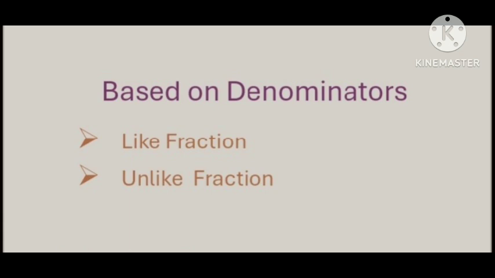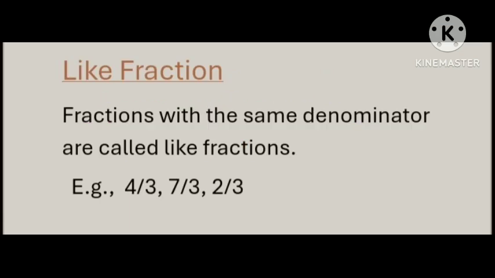Last but not the least is the classification of fractions based on denominators, which are like fractions and unlike fractions. Like fractions are fractions with the same denominator. For example, 4 by 3, 7 by 3 or 2 by 3 all have the same denominator except different numerators. But that shouldn't be considered. What we have to consider in like fractions is the denominator. The denominator should be the same.